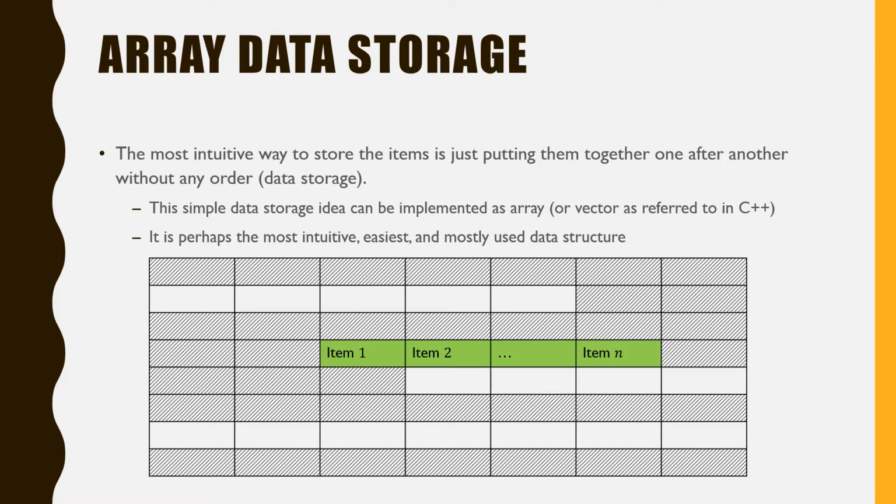In the first green block, we store information related to item 1. In the second green block, we store information for item 2. And up to the nth green block, we store information related to item n. We call such a data structure an array, or vector as in C++.